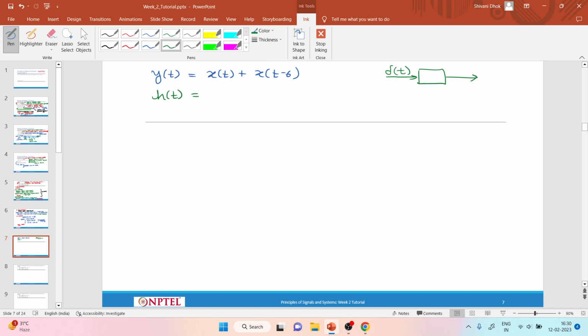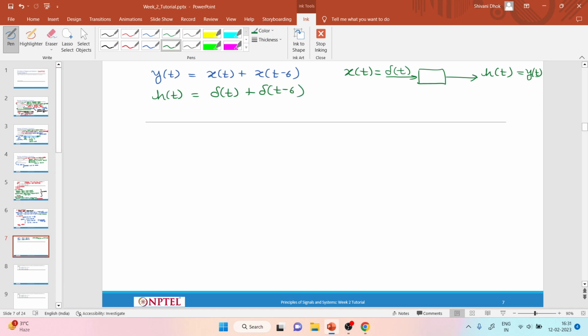If you give impulse as an input, you get output as an impulse response. So here your x of t is equal to delta t, and your h of t is equal to y of t. Now use this relation y of t equal to x of t plus x of t minus 6 to obtain your impulse response. So just substitute x of t as delta t. So your h of t will be delta t plus delta t minus 6.